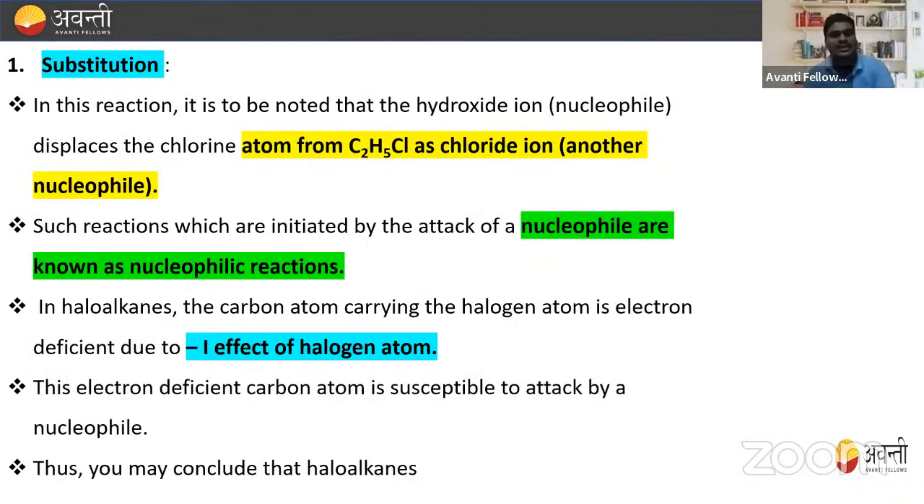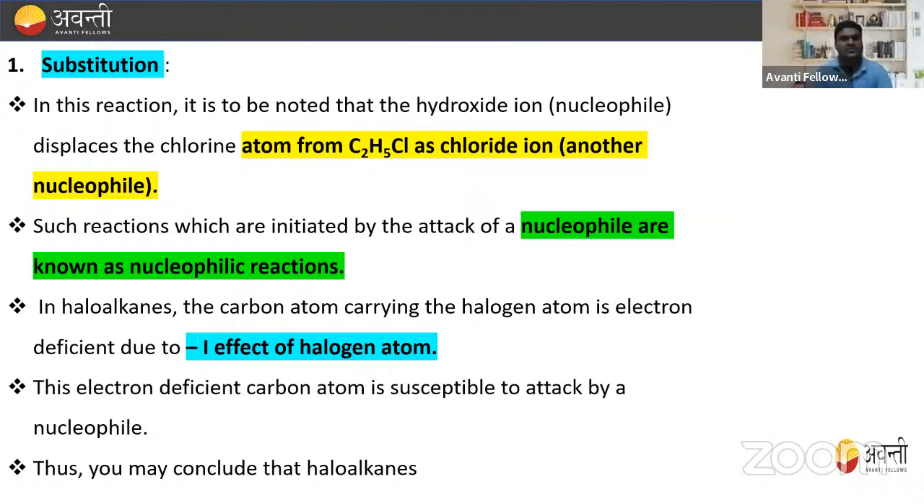Now, in this reaction, it is to be noted that the hydroxide ion acts as a nucleophile because it displaces the chlorine atom from C2H5Cl as chloride ion, which is another nucleophile. So the hydroxyl ion, that is a nucleophile, displaces the chloride ion, which is another nucleophile, means nucleophile displaces nucleophile. Such reactions which are initiated by the attack of a nucleophile are known as nucleophilic substitution reactions. So basically in haloalkane, the carbon atom carrying the halogen atom is electron deficient due to the minus I effect of the halogen atom.